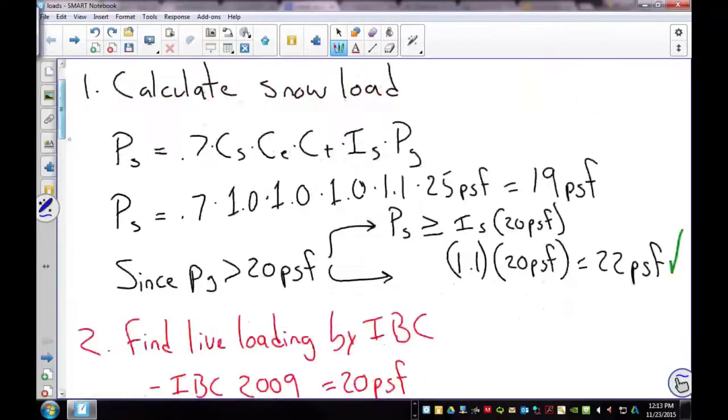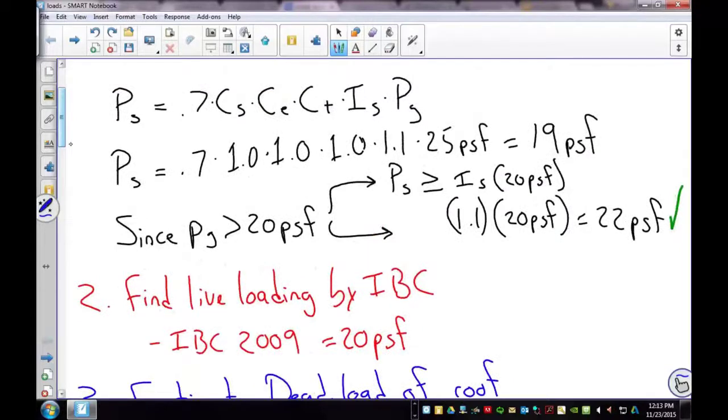All right, so back to here. Everybody sees how we got to 19. We had to check our minimums, and let's make sure we're writing this part right here, because you're not going to know why we all of a sudden started using 22. Since our ground snow load is 25, greater than 20, my rule tells me my total design load must be greater than my importance factor times 20. My importance factor times 20 is 22. We're going to take that equation, and because it didn't quite meet our minimums, we're going to throw it in the garbage, and we're going to use our minimum rule, which says my importance factor times 20, to get 22.